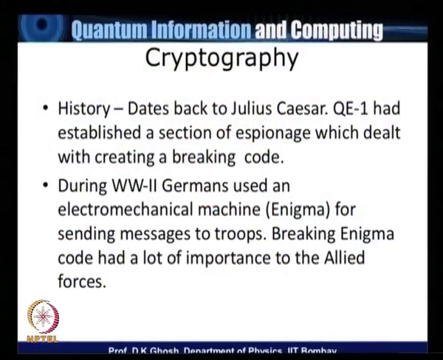Coming to not exactly the modern era, Queen Elizabeth I had established a section of espionage, which dealt with creating and breaking codes. Then we make a big jump in time. During World War II, Germans used an electromechanical machine known as Enigma for sending messages to its troops. In fact, breaking of the Enigma code had a great deal of influence on the result of the Second World War, particularly in the naval battles.